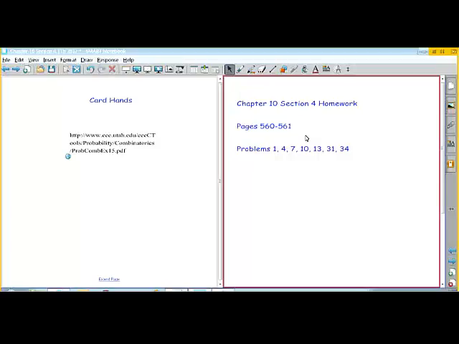Yes? Is that the same one that's on the Excel spreadsheet? Yeah, should be. If it's different, then whatever's on the spreadsheet, whichever one you do is fine. So they're basically the same.